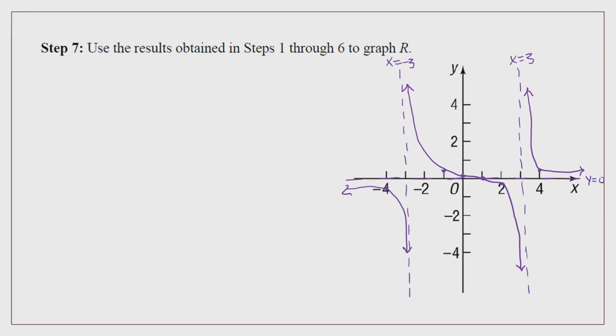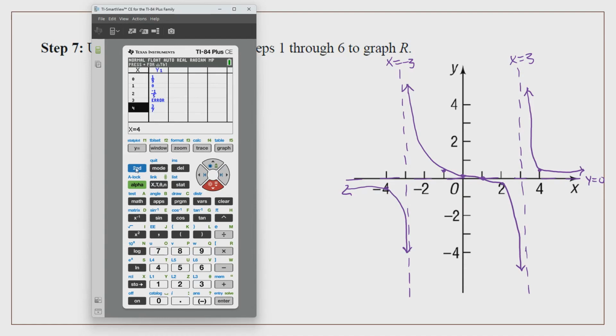Now, to double check this, we can go to our calculator. All right. And we're going to first set up our window to match what we have here on the screen. So we want to see a little bit past 4 and -4. So let's go to -6. And then our max would be 6. And we're going to go by ones.